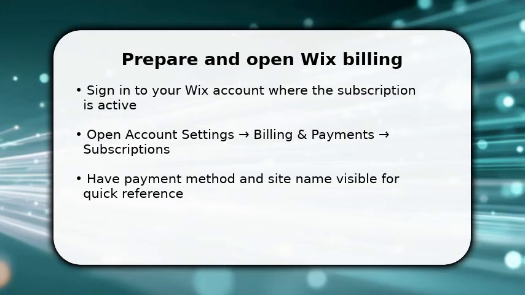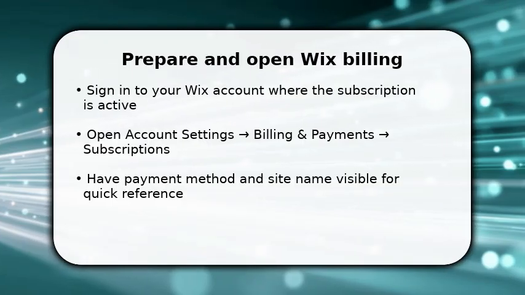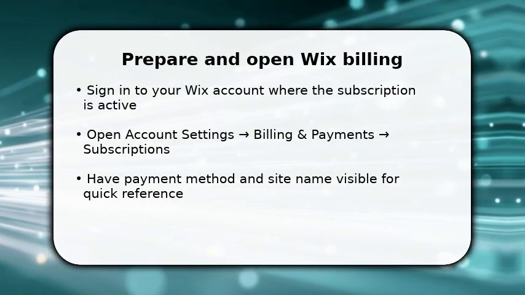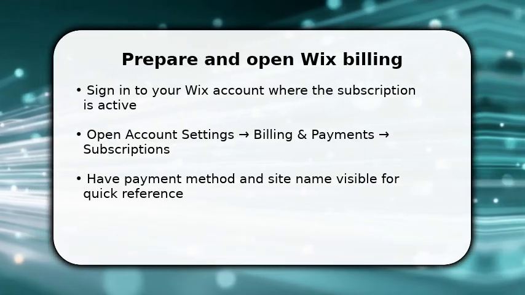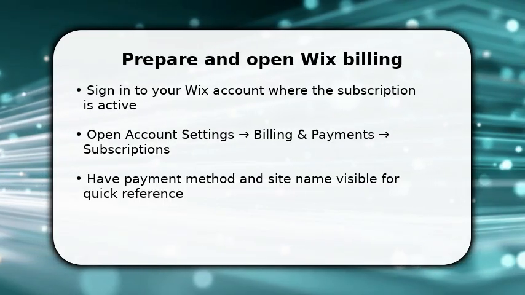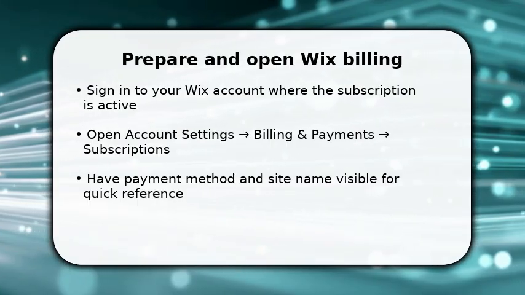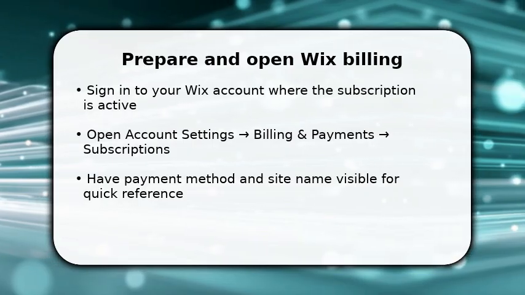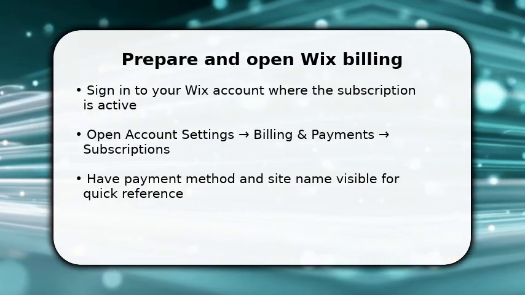You'll start inside your Wix account, sign in and go straight to account settings, then billing and payments. Once there, pick subscriptions so you see active plans tied to your site. Make sure the correct site and payment method are on screen. This avoids canceling the wrong plan. You're doing this now to stop future charges, so double-check dates and plan types.